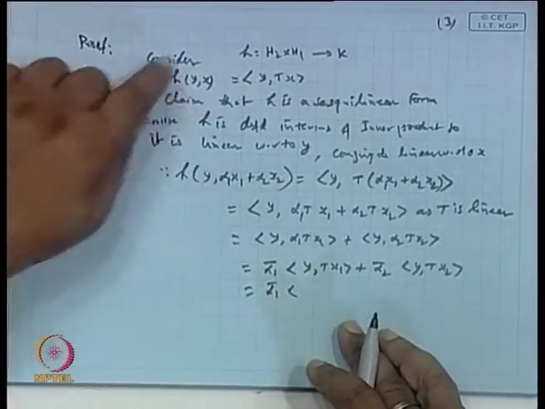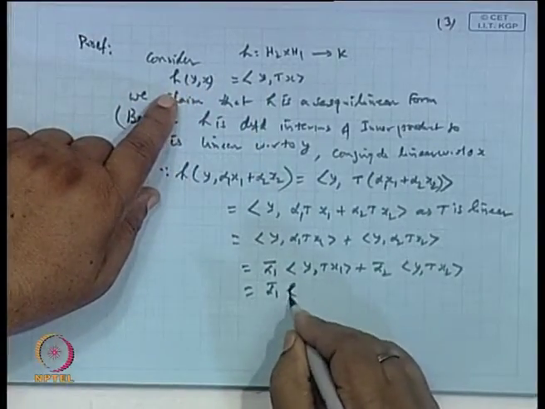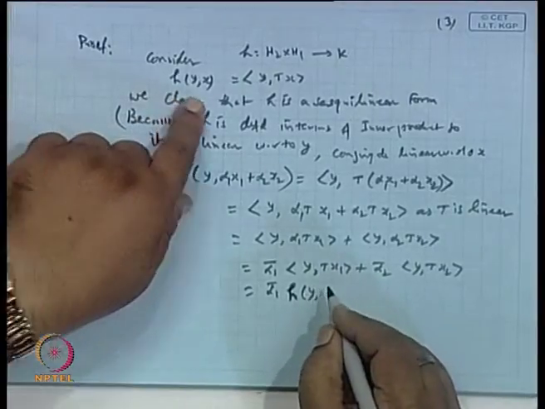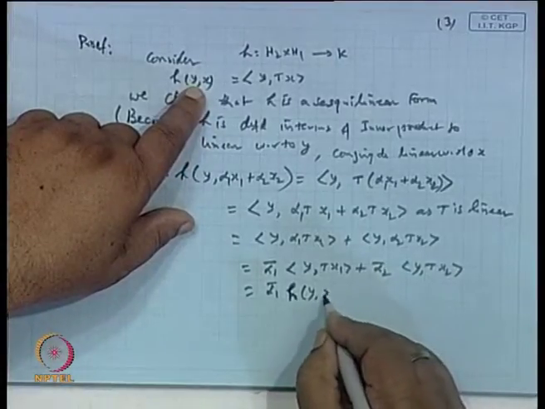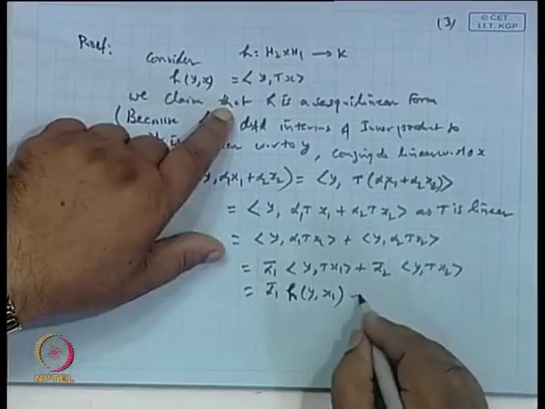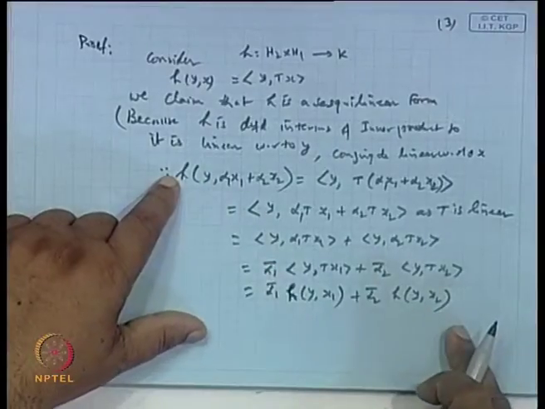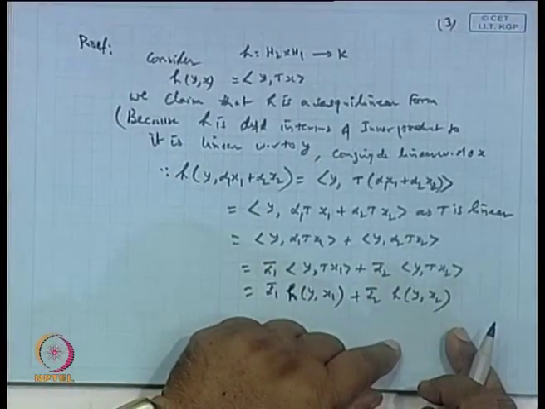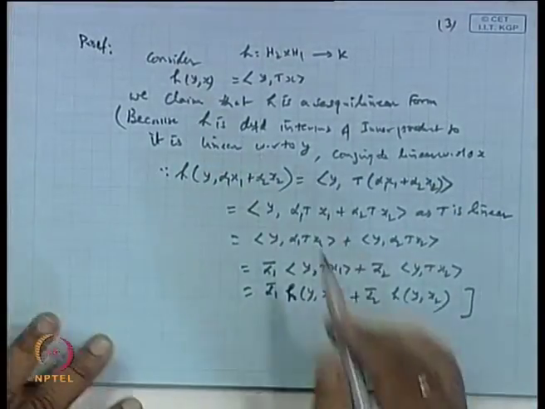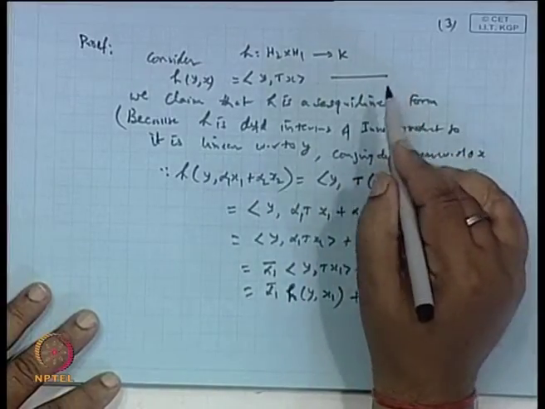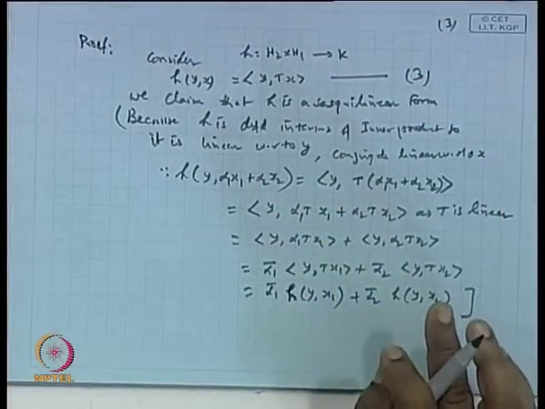What is this? h of (y, x) is defined as (y, T x). So, this will come accordingly h of y, x 1, is it not? Similarly, alpha 2 bar h of (y, x 2). So, this shows that h is conjugate linear with respect to the second coordinate. Is it correct? So, h is a sesquilinear form. So, if I introduce this in this fashion, let it be say 3, then h becomes a sesquilinear form.